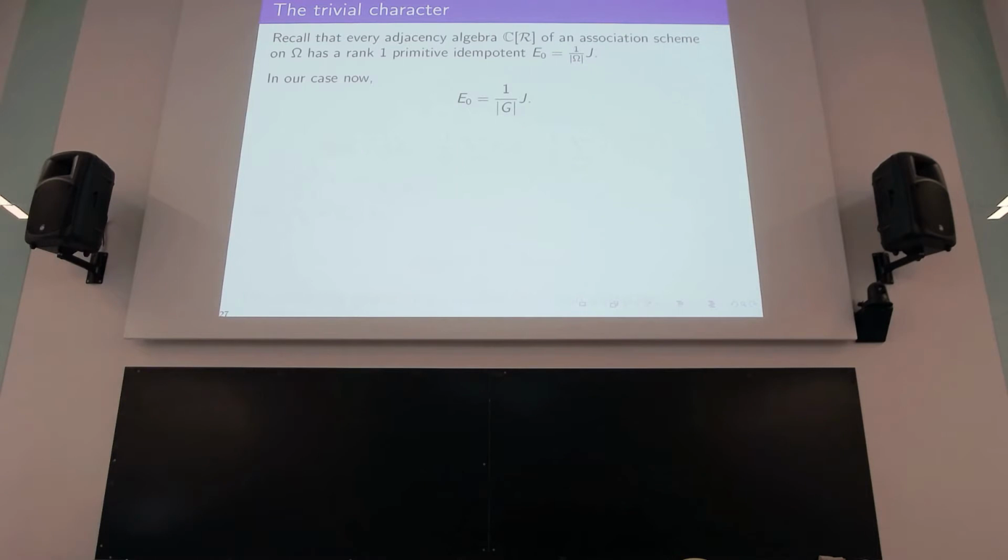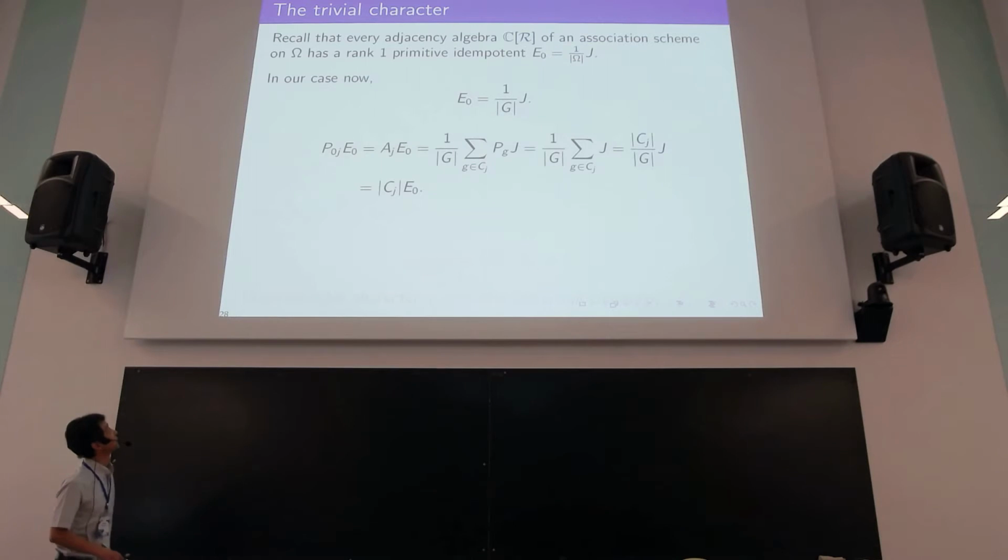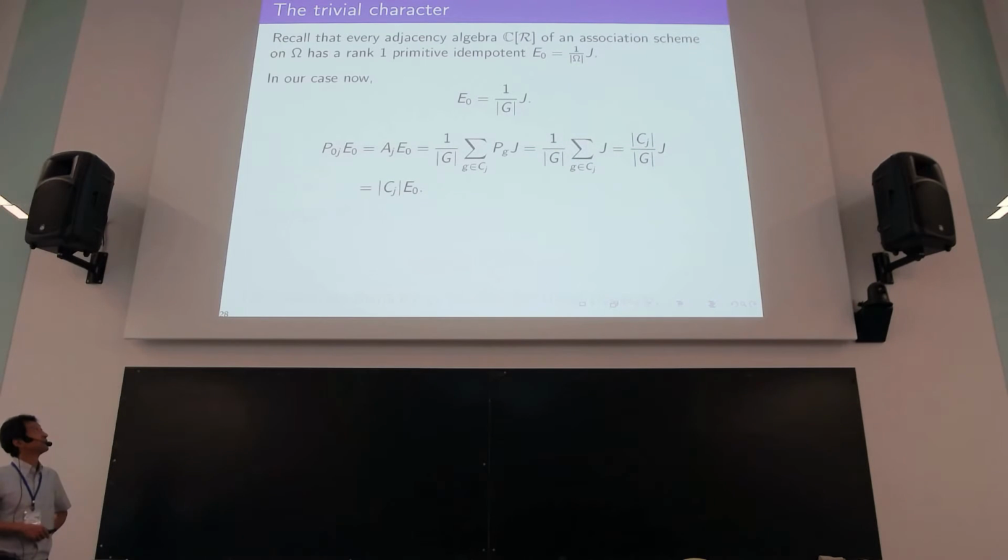And then associated to the primitive idempotent, I have the eigenvalue of the adjacency matrix. But what is the eigenvalue? The eigenvalue can be seen by multiplying the adjacency matrix with the corresponding idempotent, then you get that scalar. But A_j was again the sum of permutation matrices. And E_0 is the J matrix divided by the scalar.